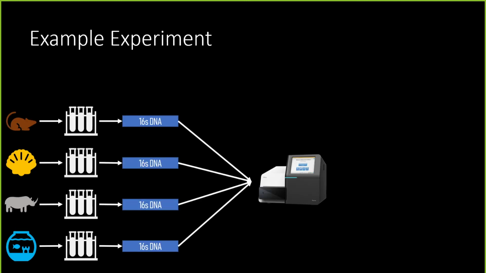From there, once you've got your samples running on this instrument, it's going to spit out the raw sequences in the format of a FASTQ file. And so this is the first step on our workshop overview of the flowchart. So we're getting our raw sequences.